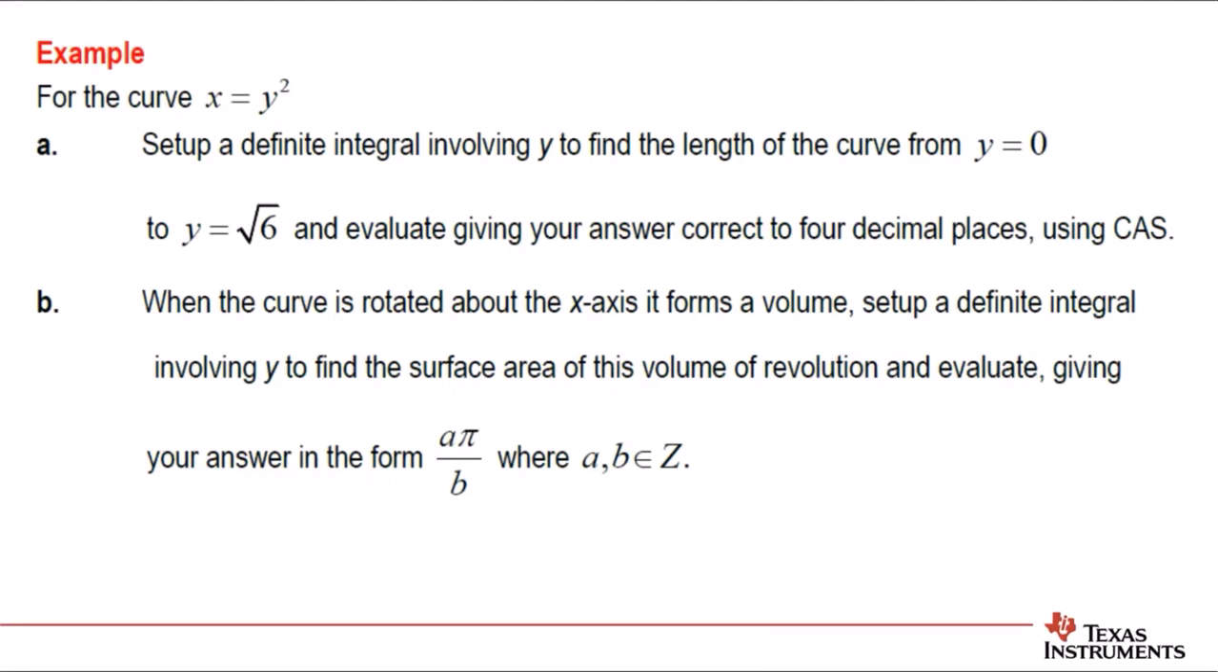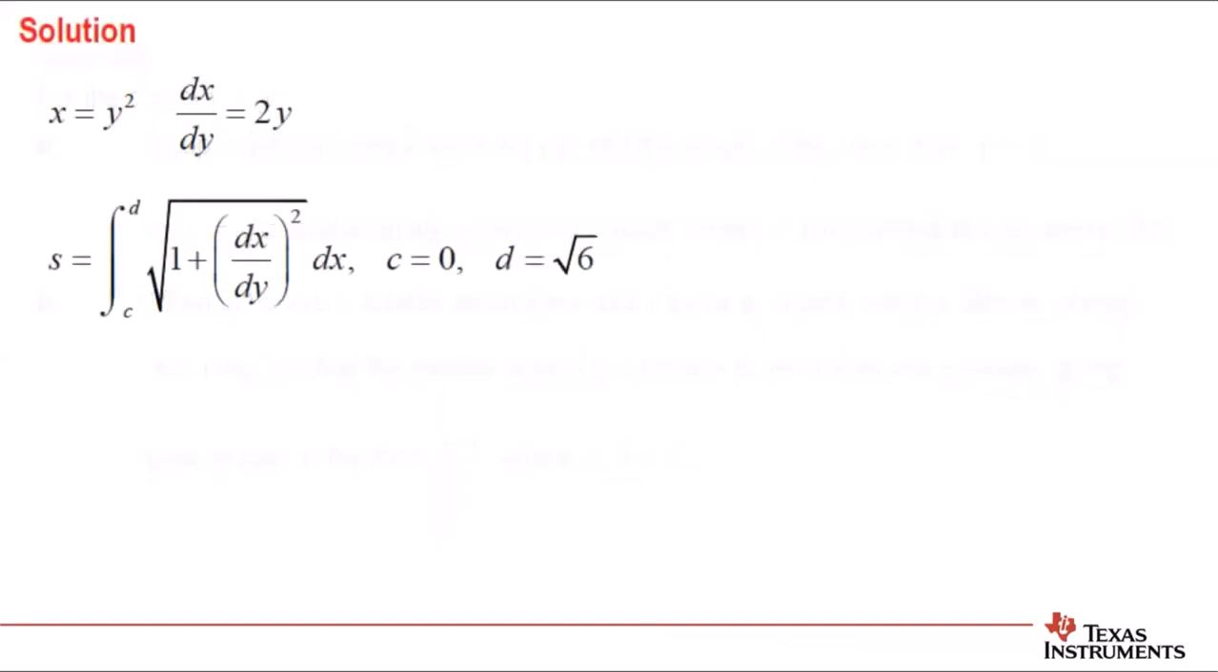Sure enough, the definite integral we get for that cannot be evaluated by hand, but we can evaluate it using CAS. And we can also find the surface area when that curve is rotated around the x-axis, to find the surface area of that volume of revolution. Now, as you might expect, this is going to be the same, isn't it? We should get the same answers as we got for the question before.